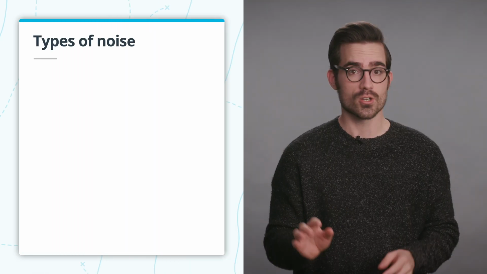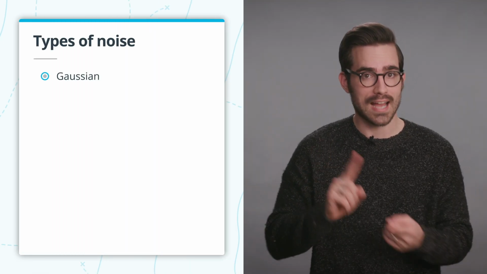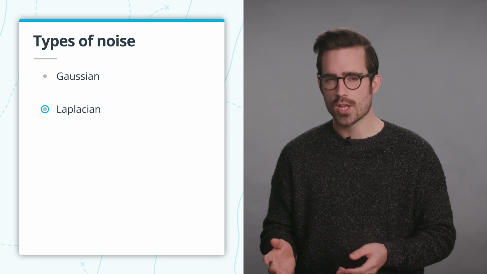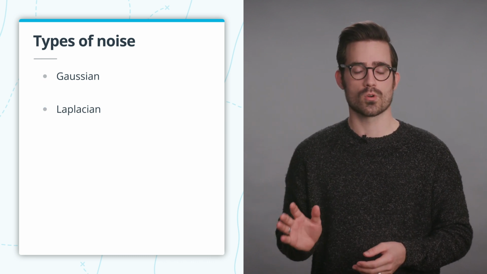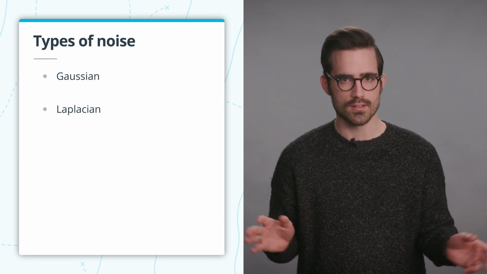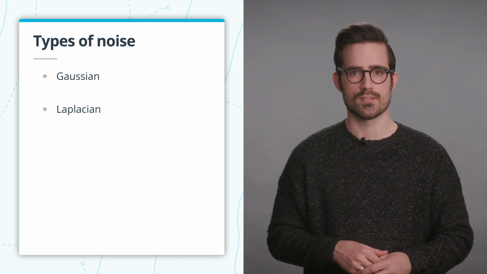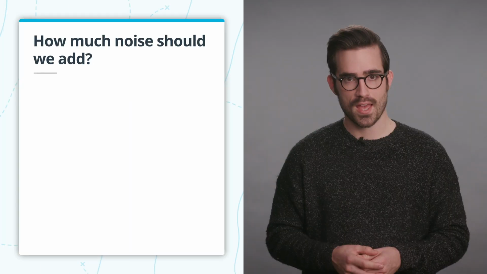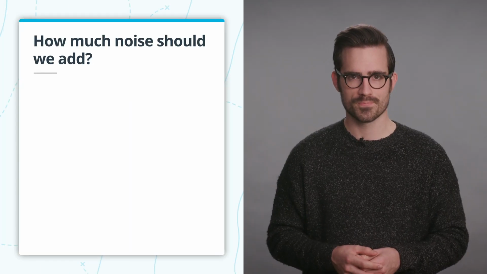Now, in order to do this, there are two types of noise we could add, as I mentioned earlier, Gaussian noise or Laplacian noise. Generally speaking, Laplacian noise works better, but technically both are still valid and can give us varying levels of epsilon and delta privacy. In this case, we're going to exclusively focus on Laplacian. Now to the hard question, how much noise should we add?